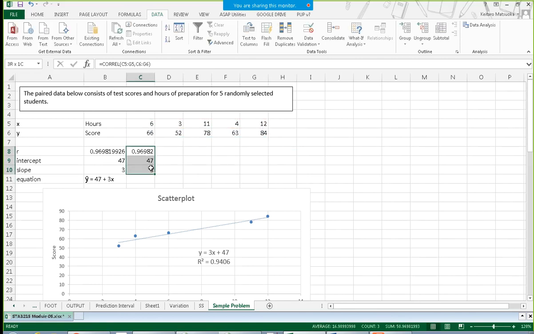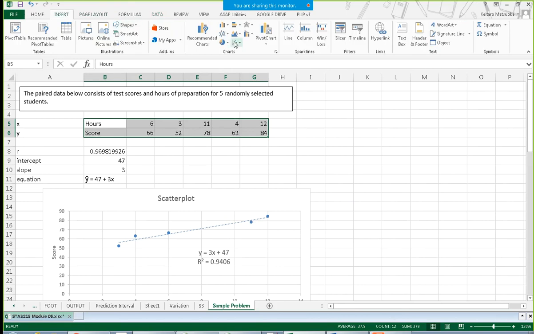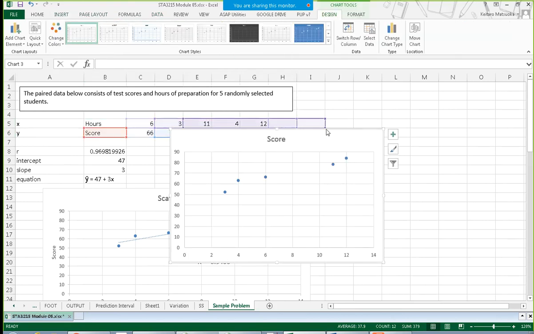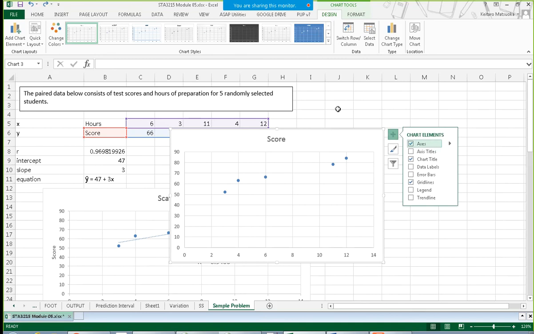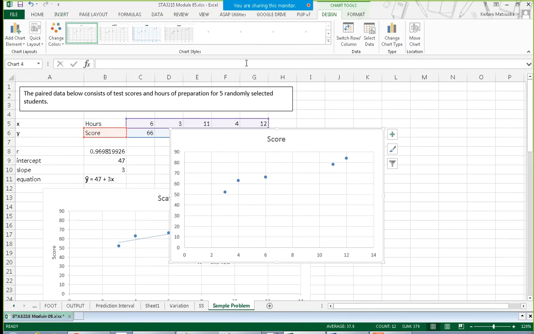Okay, easy peasy. So what's your regression equation? This. 47 plus 3x. Let's recreate this scatter plot. Select all these. Insert. Plot. This plot. Okay. Oops. Let me redo. I made a mistake here. There you go. Redo. Okay. Insert. There you go.